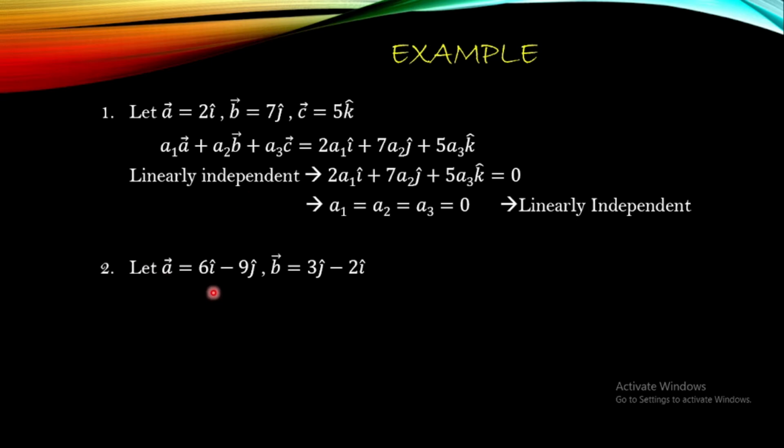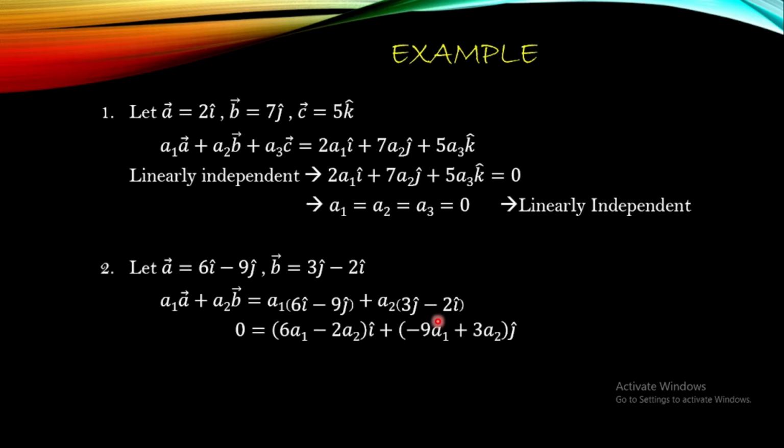Vector A is equal to 6i cap minus 9j cap, and vector B is equal to 3j cap minus 2i cap. Again considering the linear combination, that is a1 vector A plus a2 into vector B, which will be equal to a1 as it is. In place of vector A, I have substituted the value, again similarly in the second part. Now I will be collecting the terms with respect to their unit vectors.